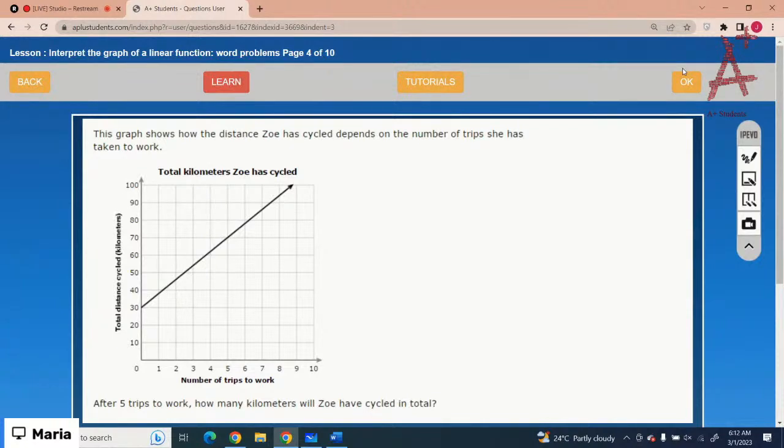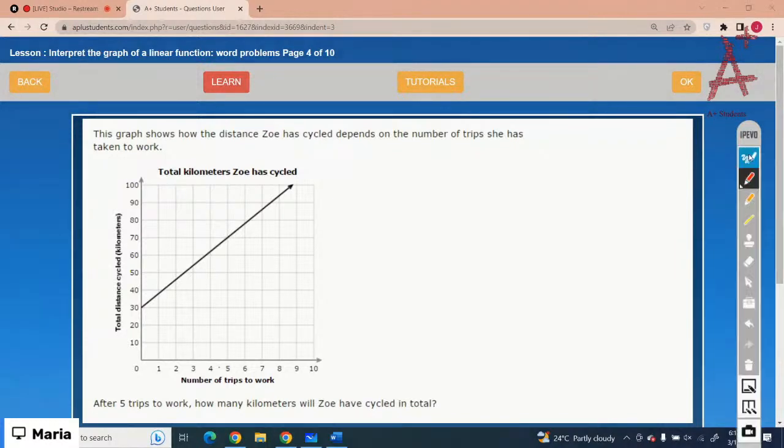Okay, the graph shows how the distance Zoe has cycled depends on the number of trips she has taken to work. So on the y-axis, you have total distance cycled, and on the x-axis, you have number of trips to work. Got it? After 5 trips to work, how many kilometers will Zoe have cycled in total?